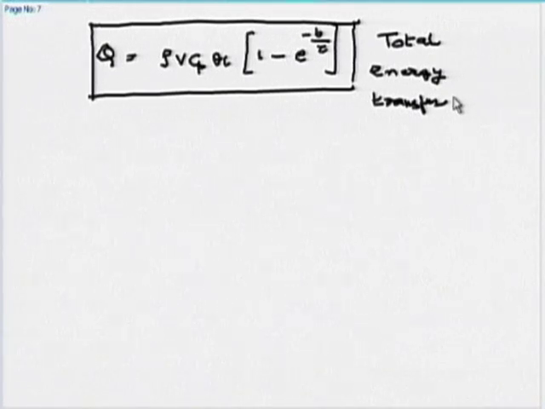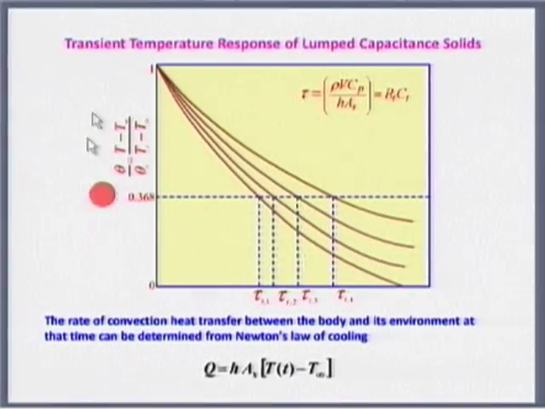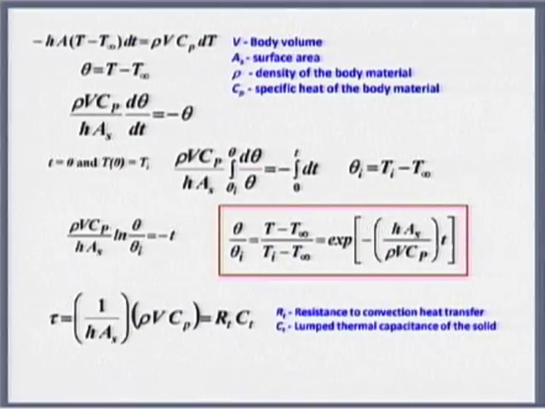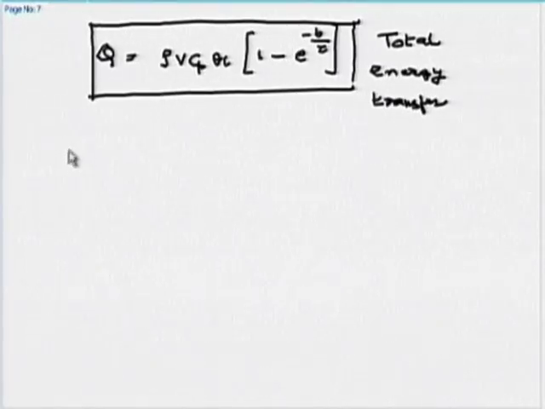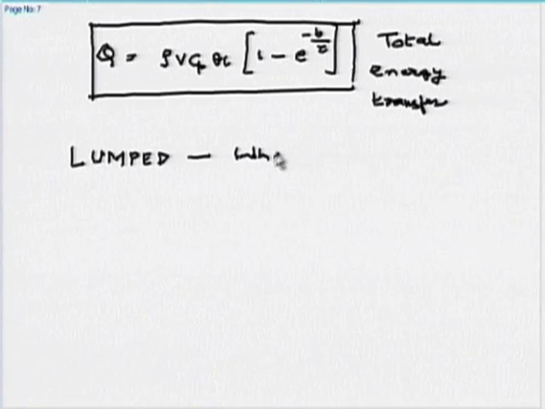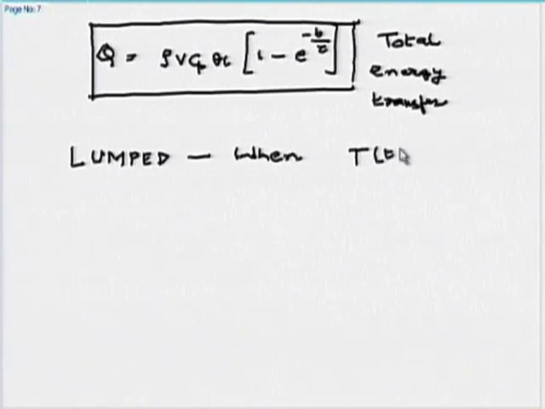So what did we do so far? Let us take a recap. For a lumped body, we have found the temperature distribution and also the total energy transferred up to some time t. Now let us ask ourselves a question: when can I say my body is lumped? Because our derivation, whatever we did so far, is all for a lumped body, that means temperature is only a function of time, not space. So when can this occur?